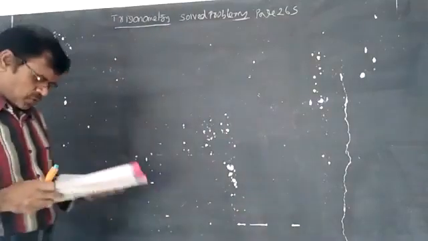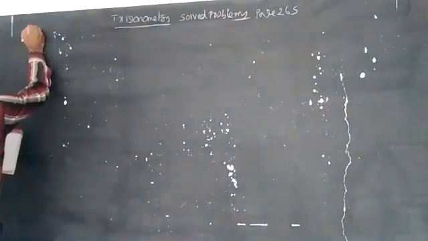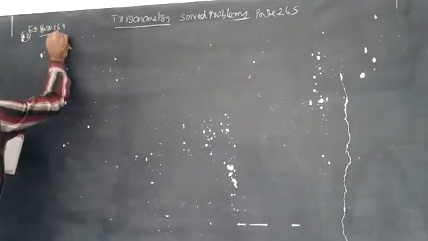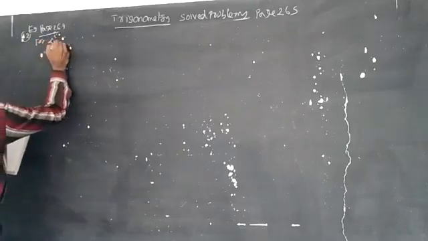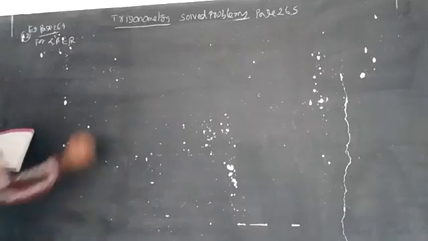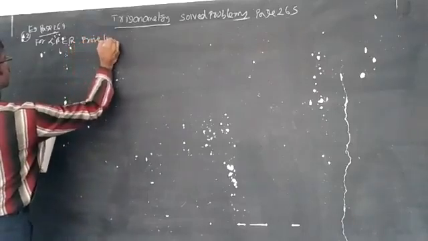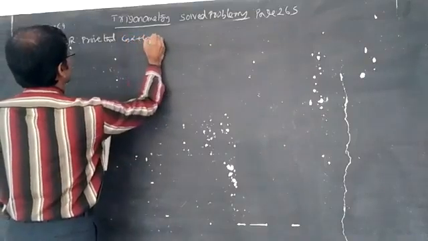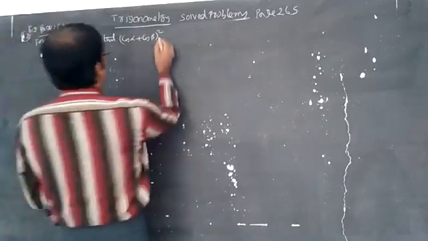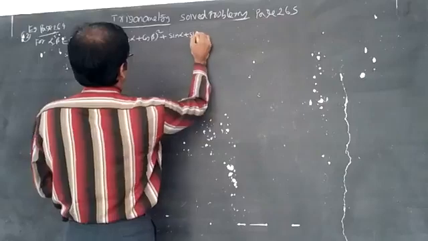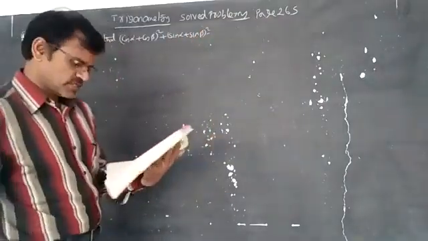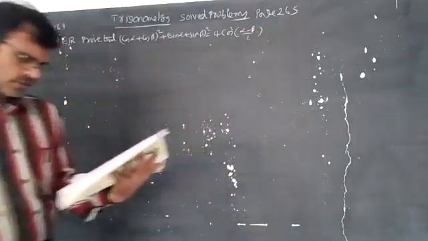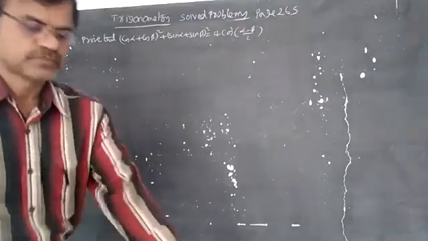Page number 269, Example 12. For alpha, beta belonging to R, prove that (cos alpha + cos beta)² + (sin alpha + sin beta)² = 4 cos²((alpha − beta)/2). This is the proof.